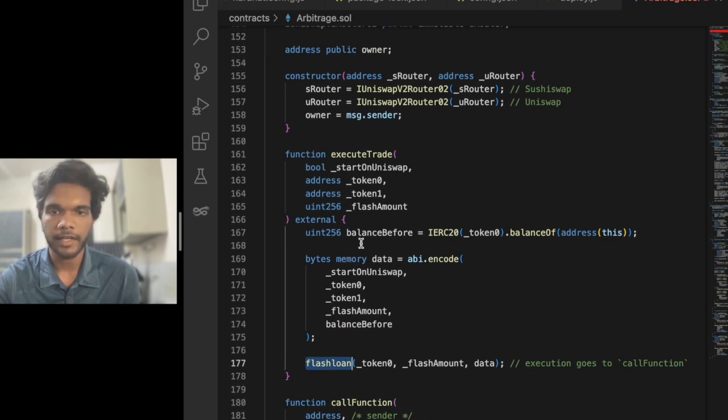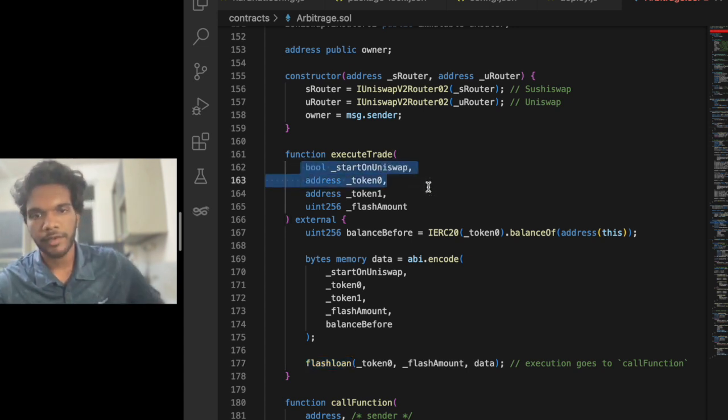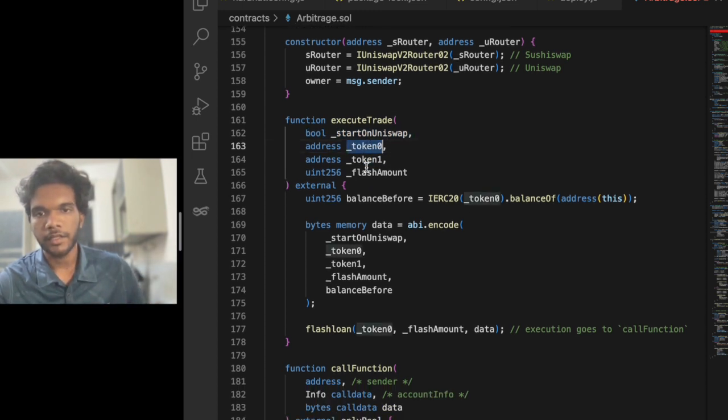function from dYdX. And what are the parameters we are passing? We are going to pass start on Uniswap, whether we have to start on Uniswap or SushiSwap. And the token 0, token 1, and the flash loan amount, how much we are going to take as the flash loan. You can take more than $1 million, right? But it depends on the profitability.